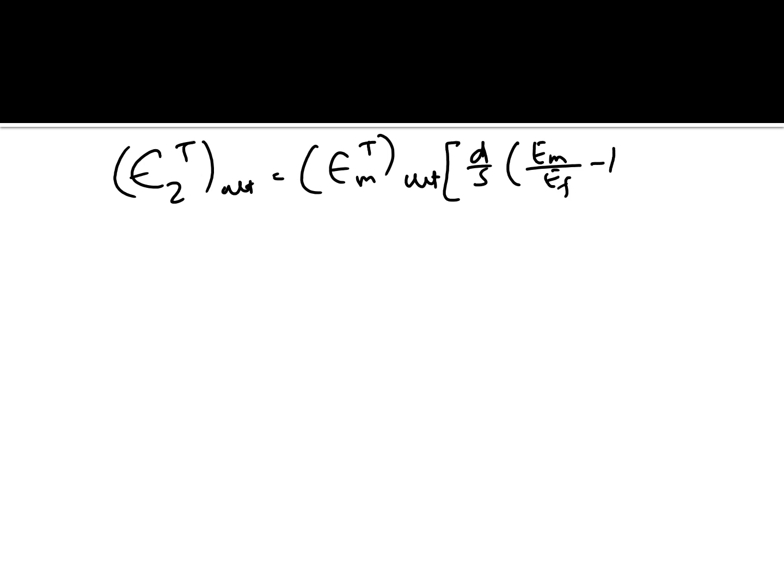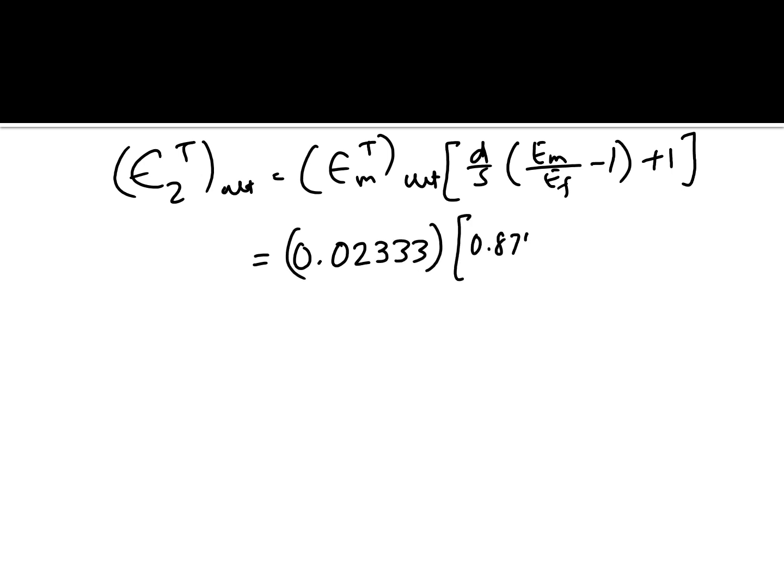So epsilon 2t ultimate is epsilon mt ultimate, d by s, em by ef minus 1, plus 1. This is what we had. So this one we calculate as this number right here. We calculated d by s to be this number.